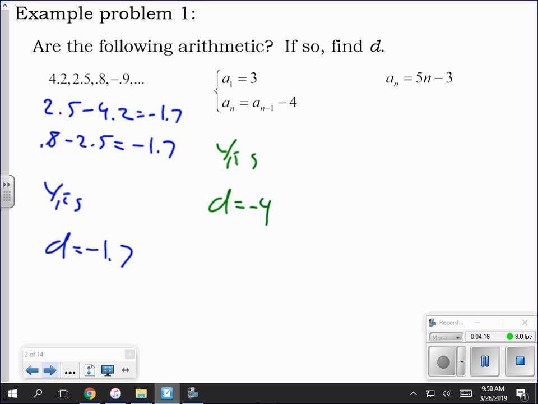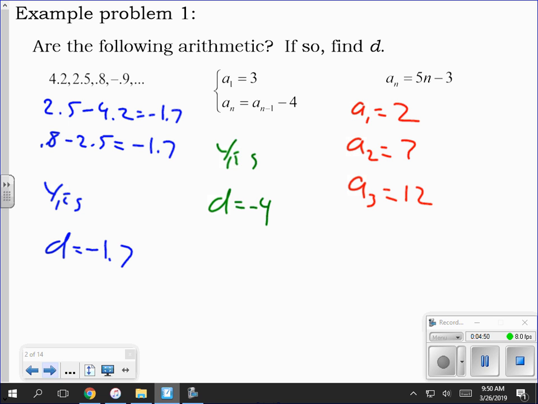This is an explicit formula. The best way to see if an explicit formula is arithmetic or not is to actually find the first few numbers in the sequence. So the first number, A sub 1, I put in 1 for n. 1 times 5 minus 3 gives me 2. A sub 2, I put in 2 for n. 2 times 5 is 10. 10 minus 3 is 7. A sub 3, 3 times 5 is 15. 15 minus 3 is 12.